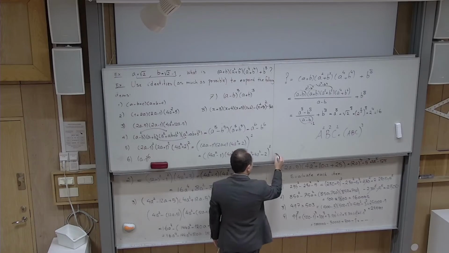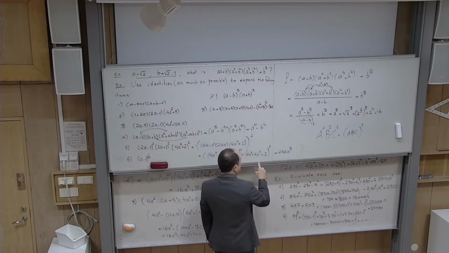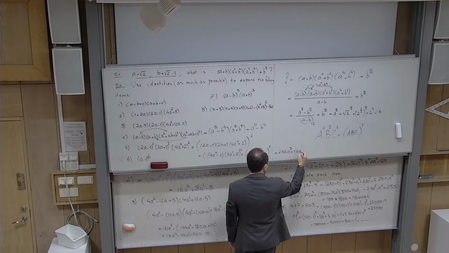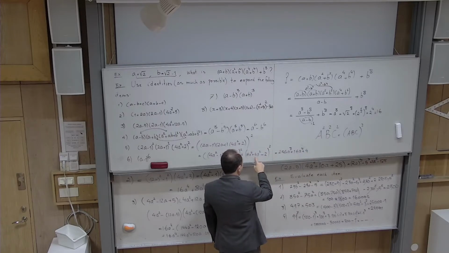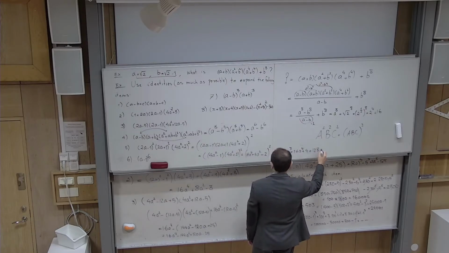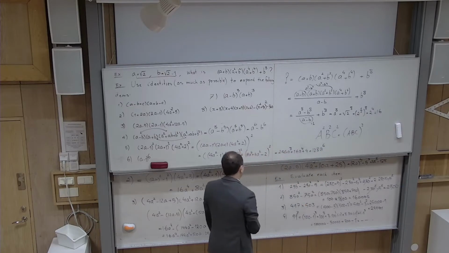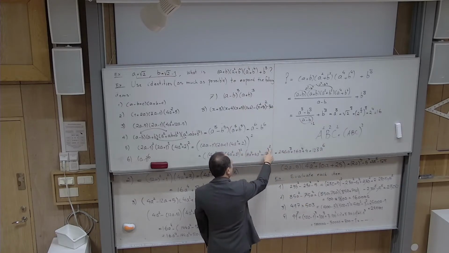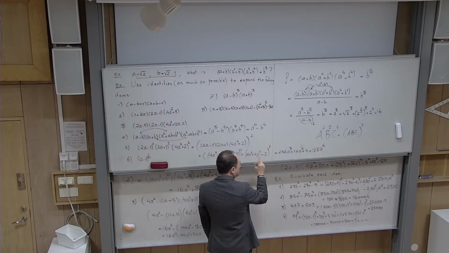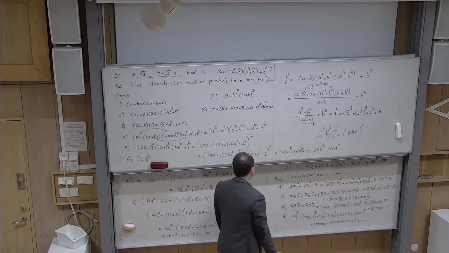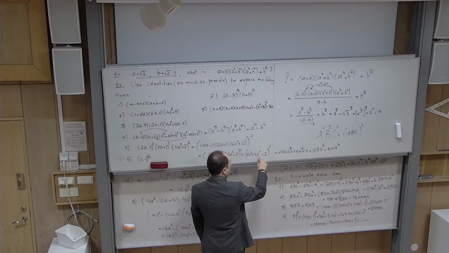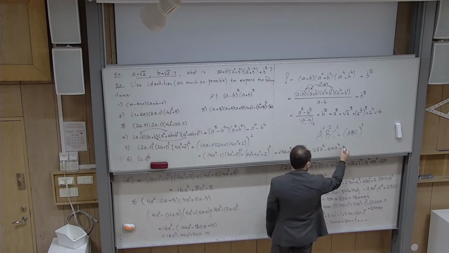So what can I do? It becomes the first one to the 2, 256 a to the 8. The second one to the 2, 16 a to the 4. The third one to the 2 is 4. 2 times the first one times the second one is 128 a to the 6. Am I right? Yes. 2 times the first one times the third one, which becomes negative 64 a to the power of 4. And finally, 2 times the second one times the third one, minus 16 a squared.